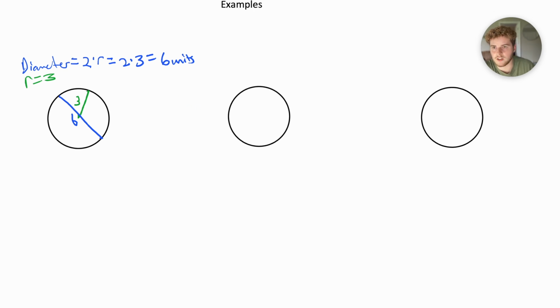Now let's look at another example. Say we have a radius of 4, and we want to find the circumference.